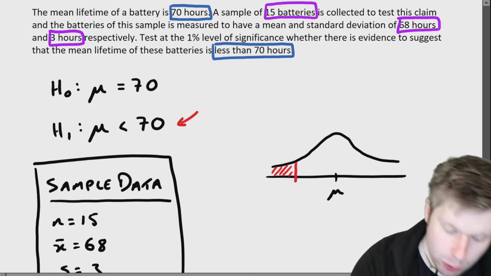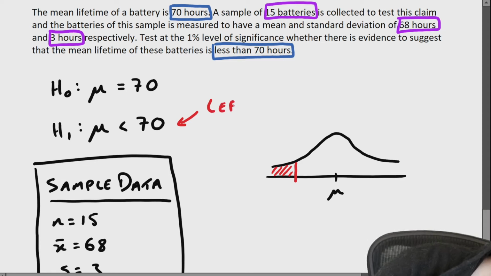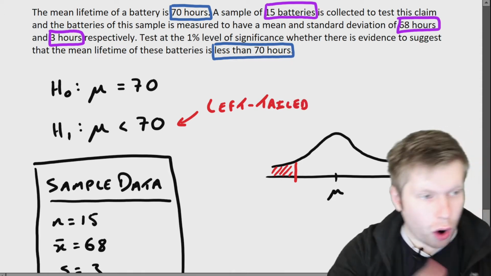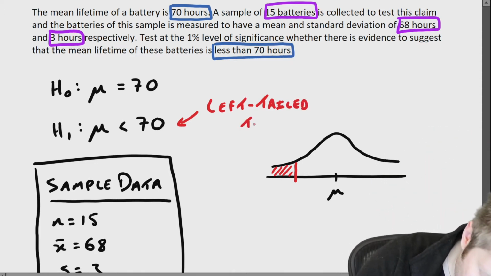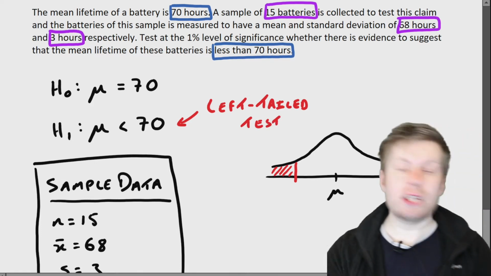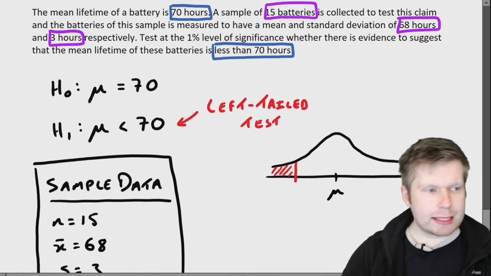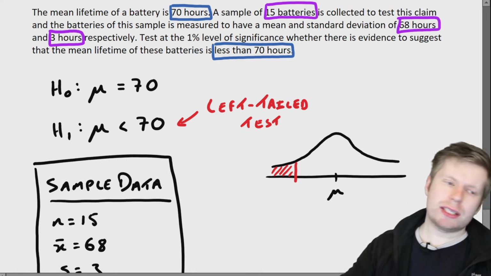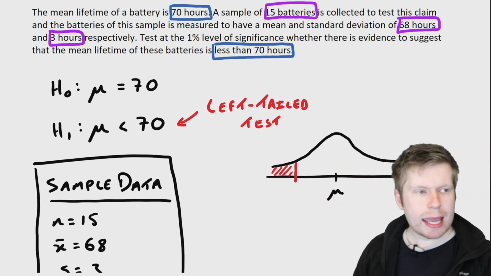Now, how big is my tail? In this case, I'm going to call it a left-tailed test, obviously because I'm looking at the left tail of the distribution. Obviously, if it's more than, I'll be looking at the values to the right of my hypothesized mean, in which case it'll be a right-tailed test. But in this case, it's a less than, so it's a left-tailed test. I'm only interested in values that lie in this particular critical region here.